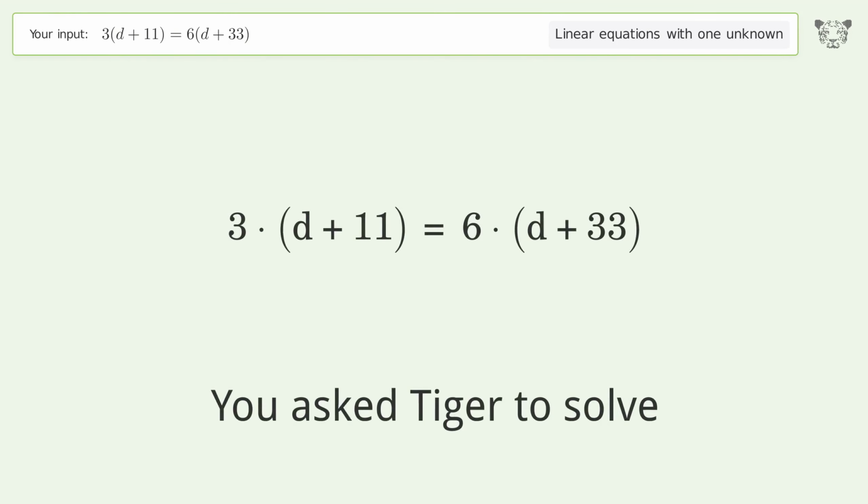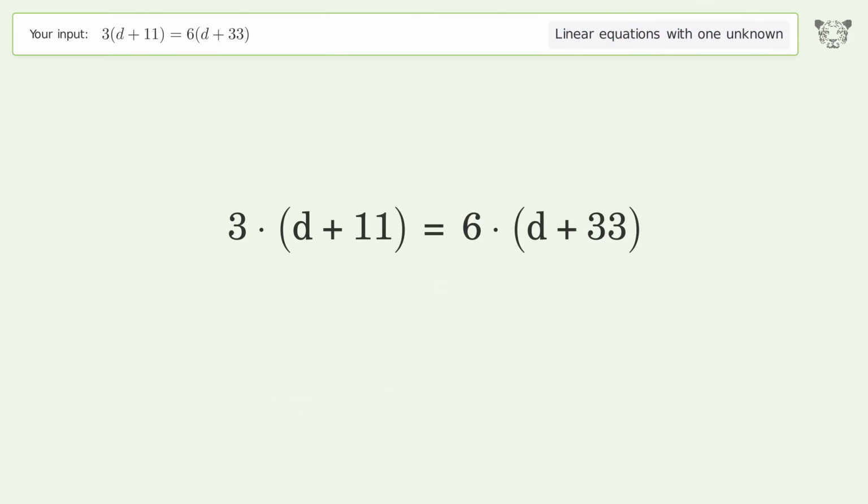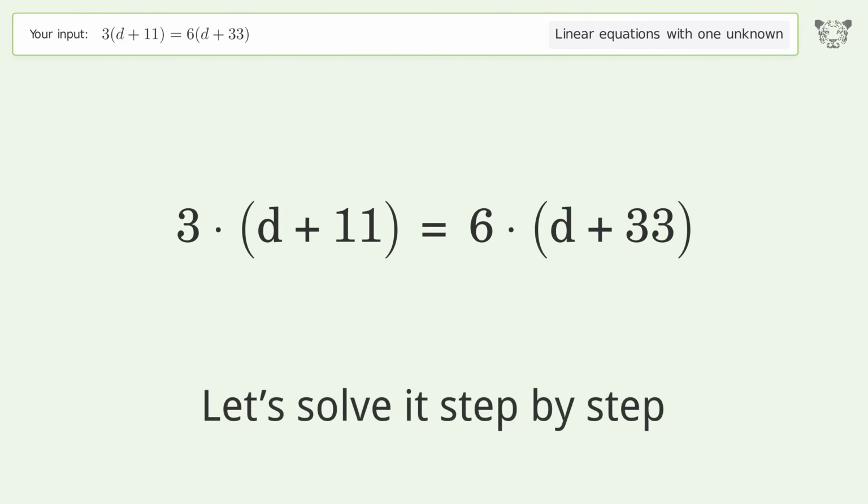You ask Tiger to solve. This deals with linear equations with one unknown. The final result is d equals -55. Let's solve it step by step.